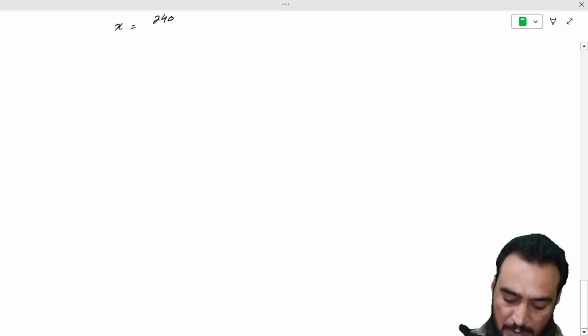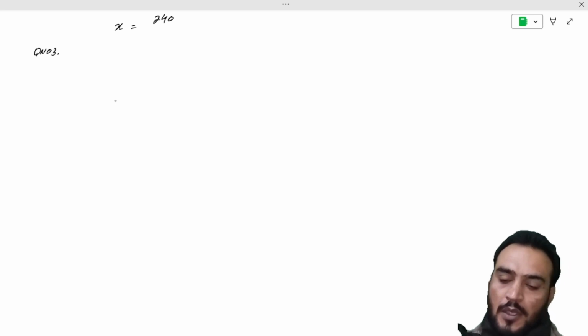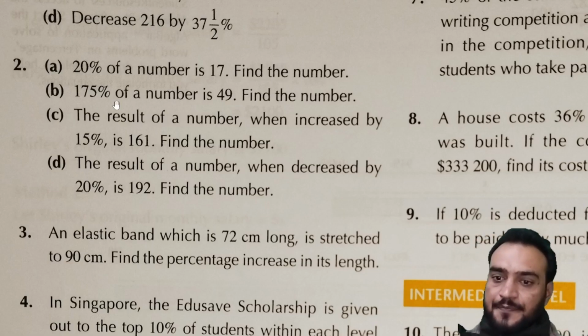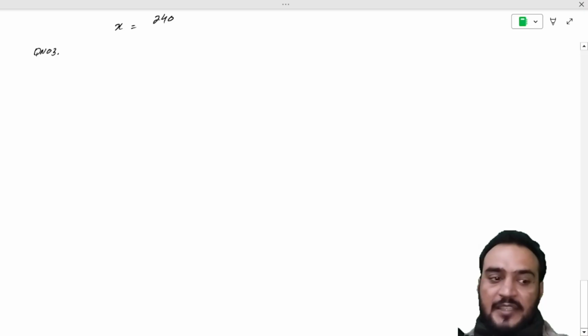Now let us solve the question number 3. So let us see the question number 3 is this. An elastic band which is 72 centimeter long is stretched. The elastic band is stretched to 90 centimeter. There is an increase in the length of the elastic band. The increased length is 90 centimeter. Find the percentage increase in its length. So we have to find the percentage increase.